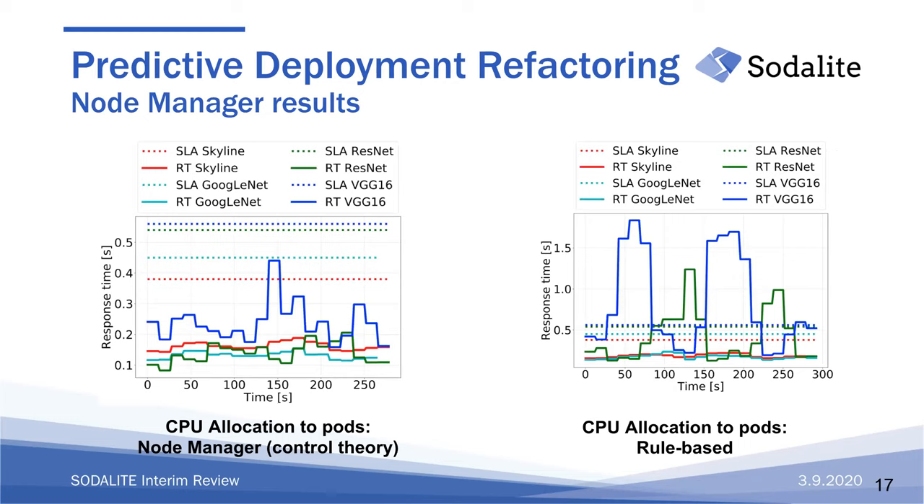We have developed an extensive evaluation of this tool that we call Node Manager. Essentially these graphs show that our approach performs better than a basic rule-based approach. In these graphs, our approach is on the left-hand side and the rule-based approach is on the right-hand side, and the figures show that with our approach we never go over the fixed thresholds, the dotted lines, while in the case of the rule-based approach there is always a very strong oscillation, and a tendency to break the SLA defined by these thresholds.